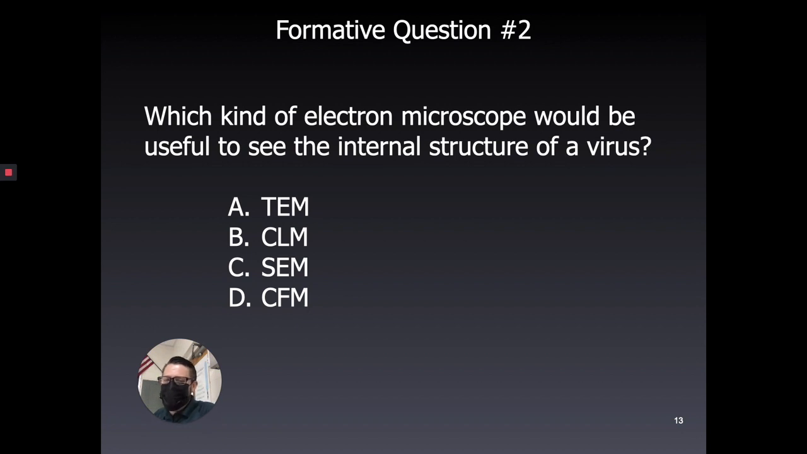All right, so next question. Which kind of electron microscope would be useful to see the internal structure of a virus? So let's say we wanted to see the inside of the coronavirus. Which kind of microscope would you want to use? A TEM, which is a transmission electron microscope, a CLM, which is a compound light microscope, a SEM, which is the scanning electron microscope, or the CFM, the confocal microscope.